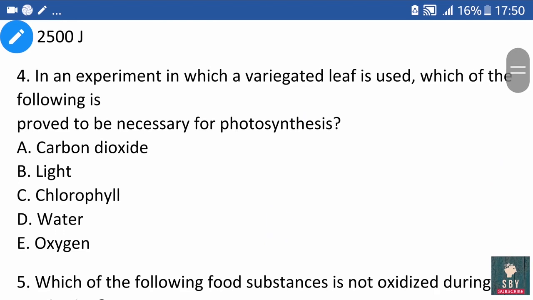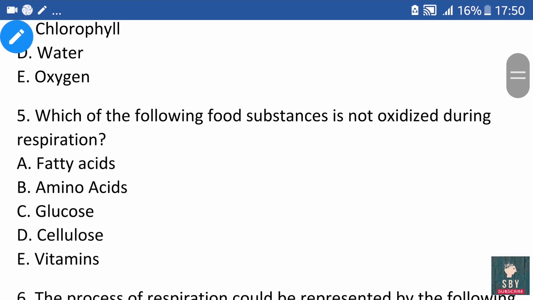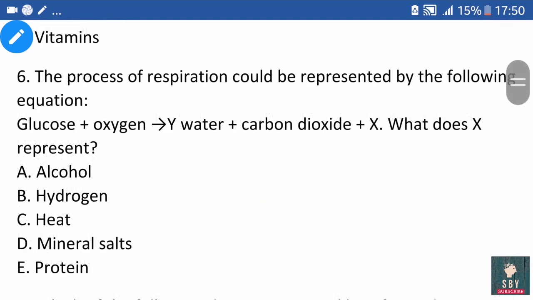So in an experiment in which a variegated leaf is used, an experiment to prove or show that certain conditions are necessary for photosynthesis to take place. Mostly you find this at section B. So the topic for number 4 is photosynthesis. Which of the following food substances is not oxidized? So digestion. The process of respiration could be represented. So respiration, especially the formula, the equation for respiration as well as photosynthesis.